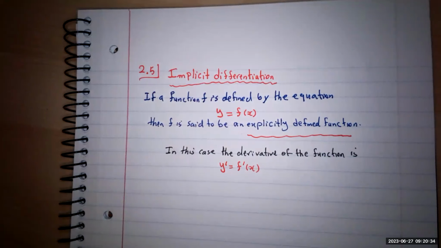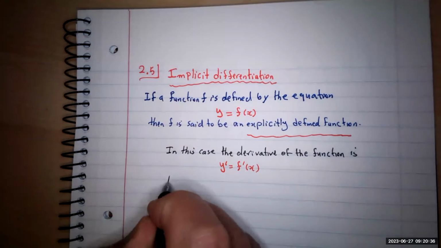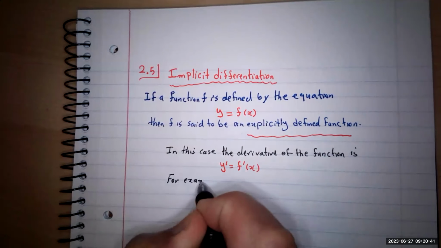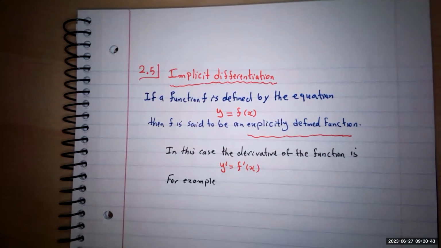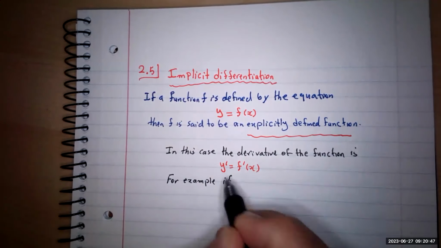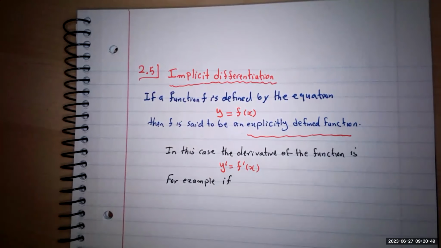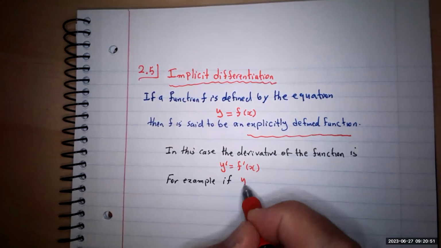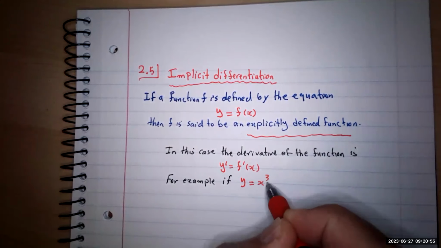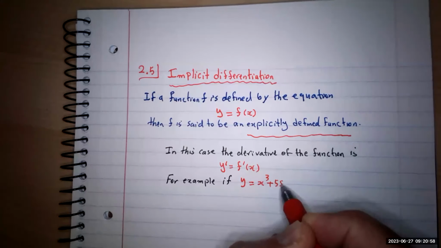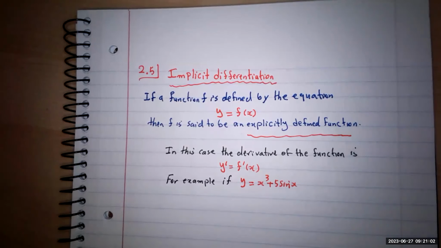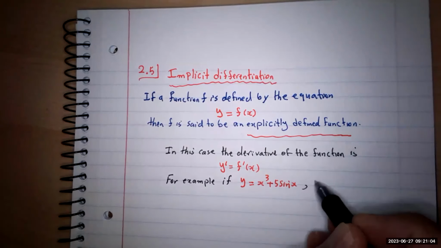Okay, so for example, if the function is given explicitly, as if you have y equal to x cubed plus 5 sine x, you see, easily we differentiate it. Then what's going to be the derivative?